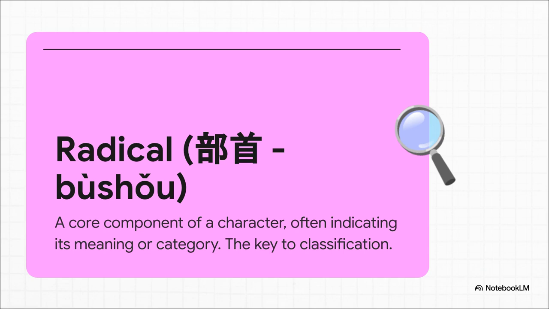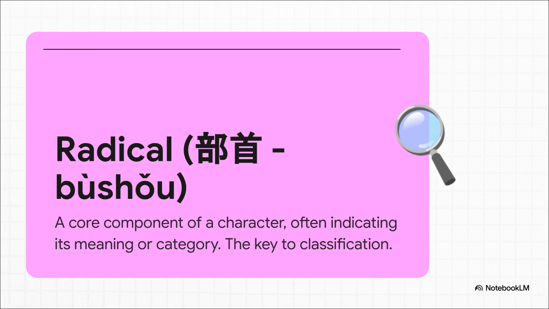And the absolute key to this whole system is one concept, the radical or busho. So what is it? A radical is basically a core component that you'll see again and again in different characters. Think of them like Lego bricks. Instead of memorizing thousands of unique, complex structures, you just learn to recognize the same handful of bricks.